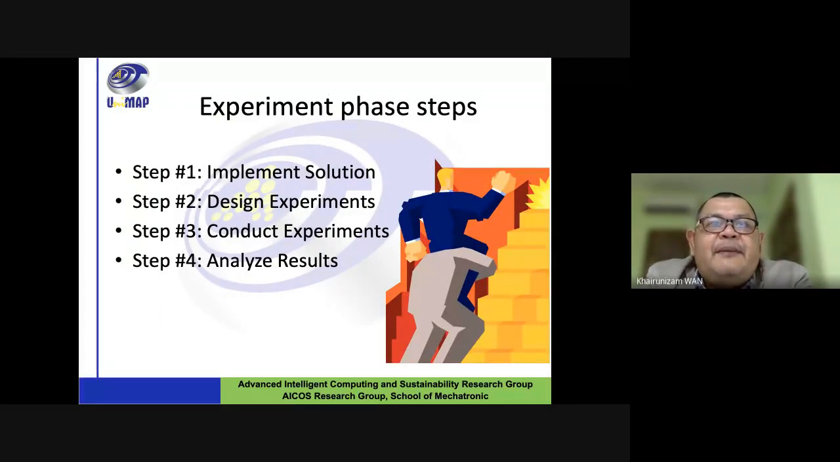Okay, the experiment phase has 4 steps. The first step is implement solution. The second step is design experiment. The third step is conduct experiment. And then the fourth step, the last step, is analyze result. We see one by one.